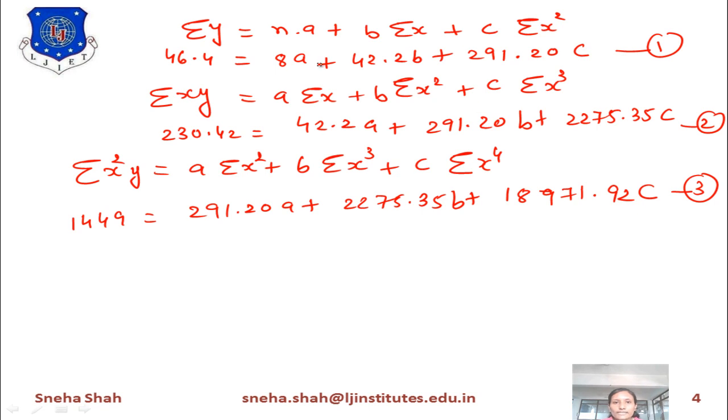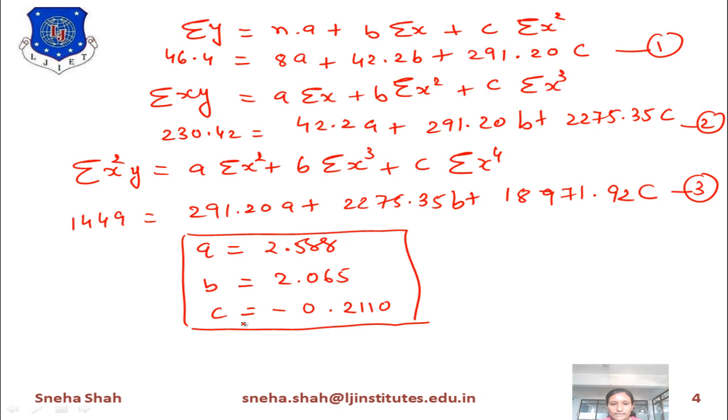Now if you solve equations 1, 2 and 3, you can find out the values of a, b and c: the value of a equals 2.588, the value of b equals 2.065 and the value of c equals 0.2110.